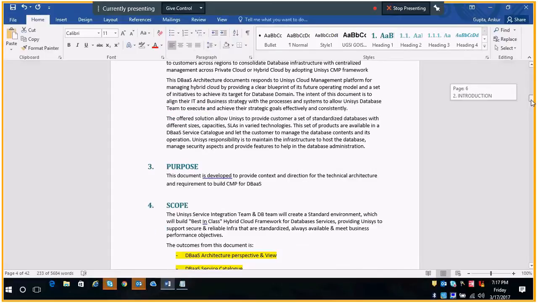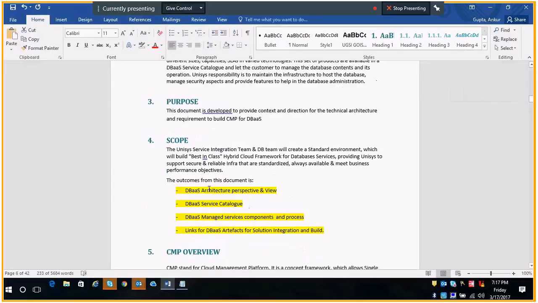So this is your purpose, scope. In scope, we are only talking about that this will give us an architecture perspective, service catalog, manage service components, and my artifacts for solution integration and build, right? But I mark this as yellow. If we want to put it more elaboratively, what would be the deliverables from this document, we can highlight those things.